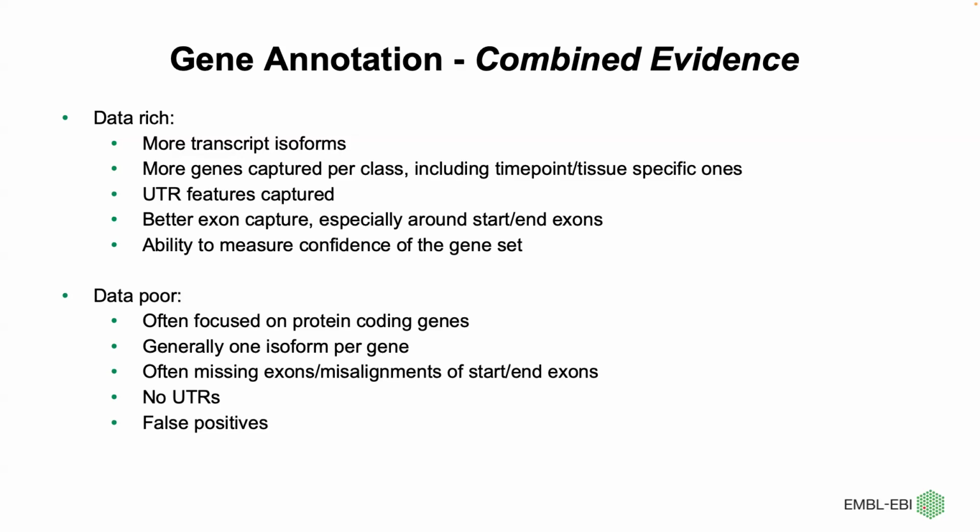And if the data is poor, we don't really have enough data. We often focus on just protein coding genes. It could have just one isoform per gene, and we could miss some exons. There could be some misalignments, no UTRs, and there could be a large number of false positives.